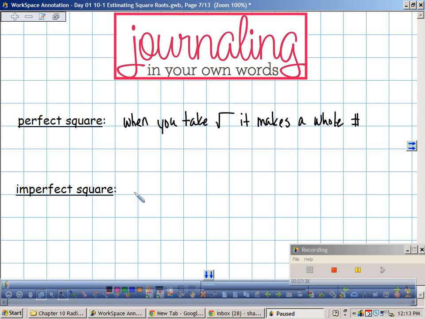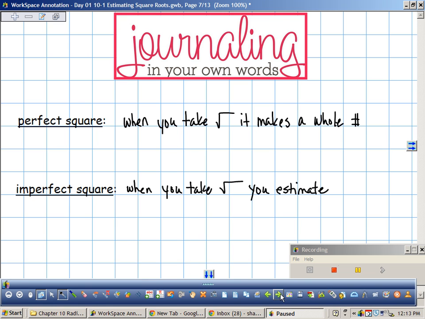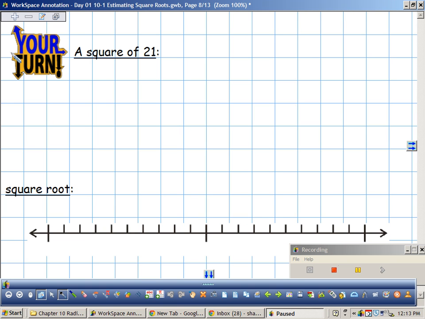it makes a whole number. So if that's a perfect square, what's an imperfect square? What? When you take the square root, you estimate? I think that's pretty good. That's enough. All right, so your turn.